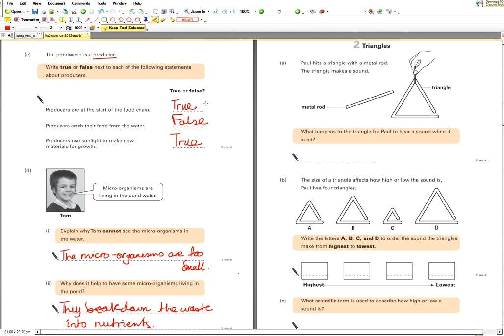Paul hits a triangle with a metal rod. That's going to hurt the triangle.